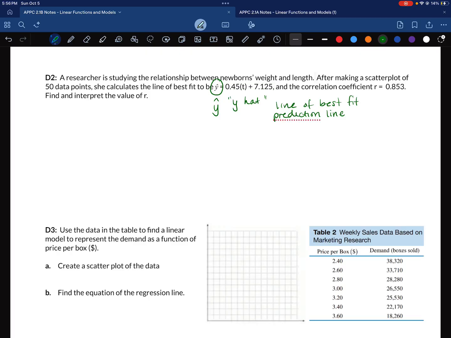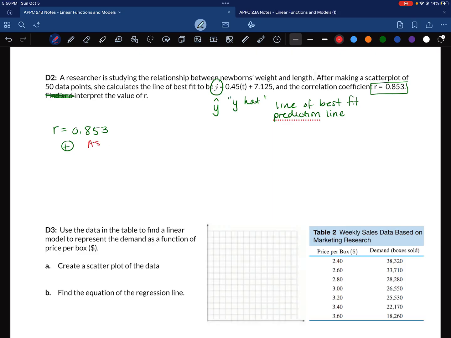(0.45t plus 7.125) and the correlation coefficient r at 0.853. Find and interpret the value of r. Oh, well, I guess I didn't have to find it. I just have to interpret, right? So r equals 0.853. So first of all, I notice that r is positive, right?